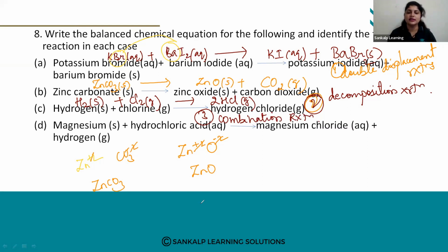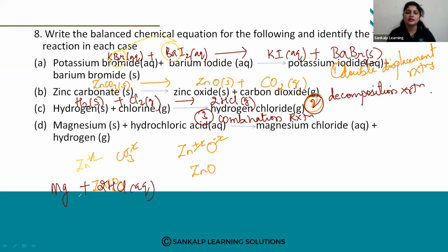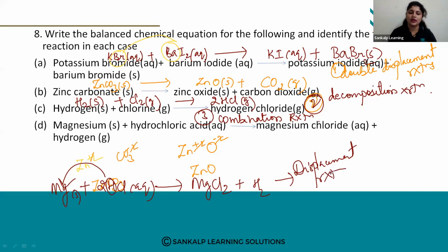Our last reaction. Okay, magnesium is Mg. Okay. 2HCl, hydrochloric acid, aqueous. Mg is solid, giving you MgCl2 plus H2. So here what is getting displaced? Your hydrogen is getting displaced by Mg. So it is a displacement reaction.